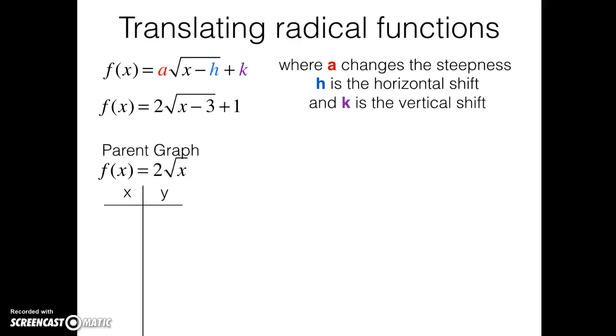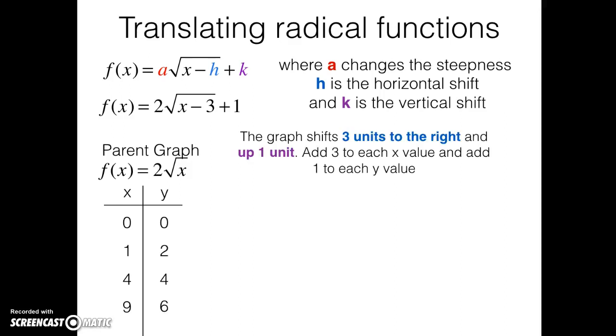When I make my table of values, I'm going to use the same perfect squares as I did before, 0, 1, 4, and 9. But this time, after I take the square root of each of those numbers, I'm going to multiply by 2. Now for the h and k. The graph shifts 3 units to the right and 1 unit up. So we're going to add 3 to each x value and add 1 to each y value. So our final set of values are in the table below.